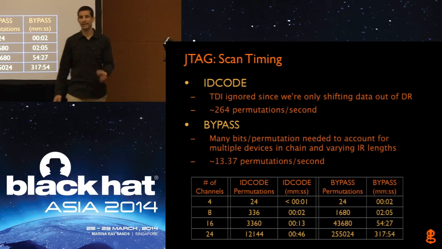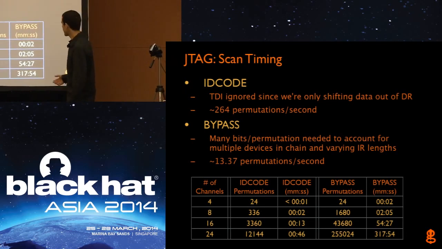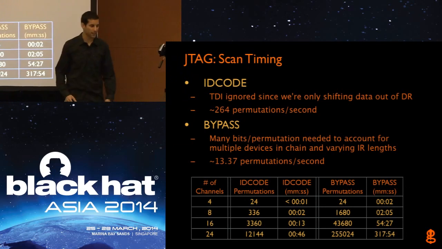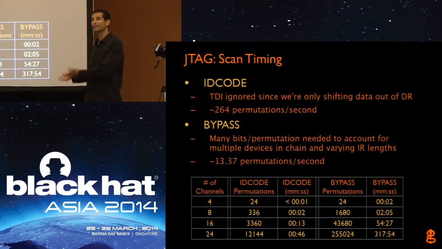So that's something where you'd set it up, take a long lunch break, and come back, and it would be done. And that's why you'd want to test with ID code scan first. But maybe sometimes if the ID code is not used in the chip, you have to use bypass scan first.